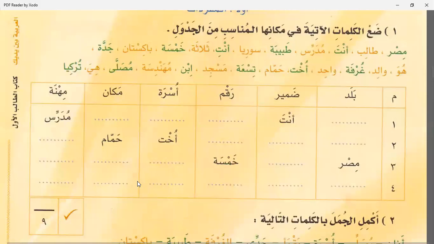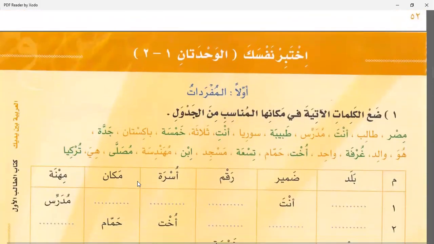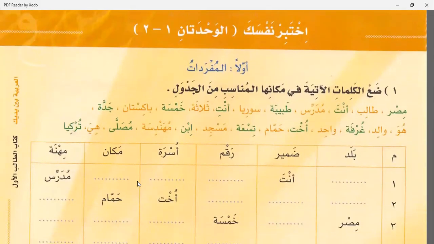Next, we have a very important question paper. Iktub nafsaka. Al-Wahdatan, Unit 1 and 2. So this question paper is made from Unit 1 and Unit 2. Awwalan, al-mufradat. Da' al-kalimat al-ataya fil makan al-munasib min al-jadwal. Put the following words in their appropriate place in the table or in the chart.